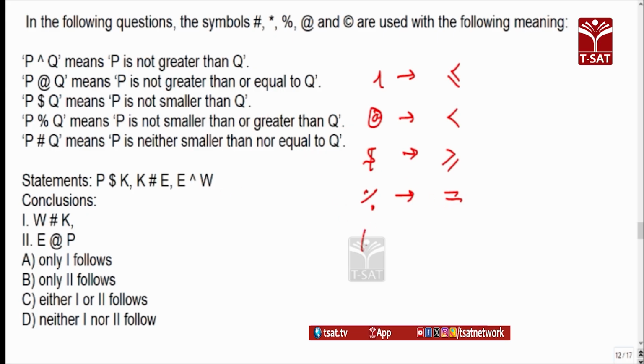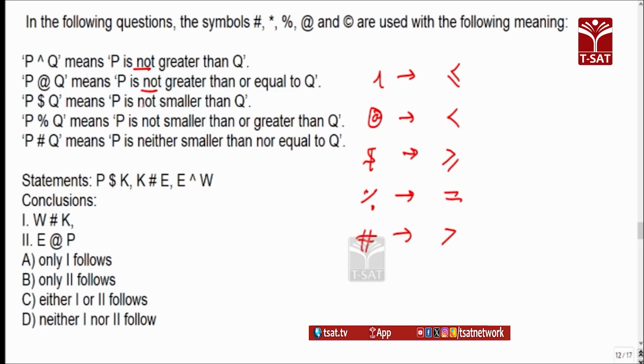Now, finally, we have this symbol. P is neither smaller than nor equal to Q. P is neither smaller than nor equal to Q means P is greater than Q. So, this symbol represents greater than. So, you have to be careful with the word not.